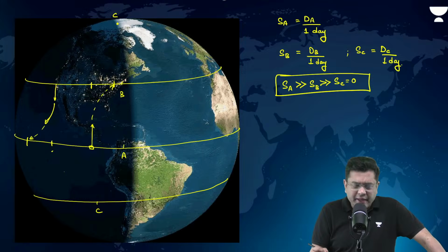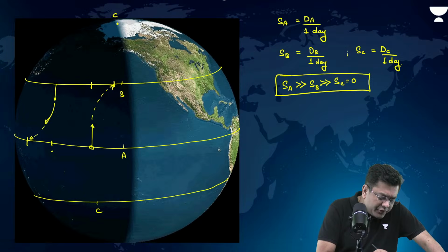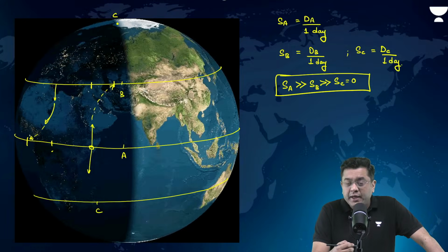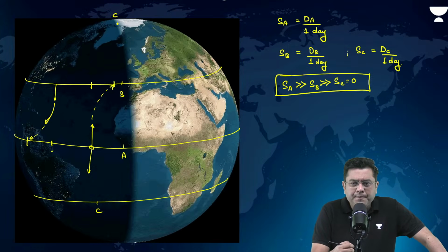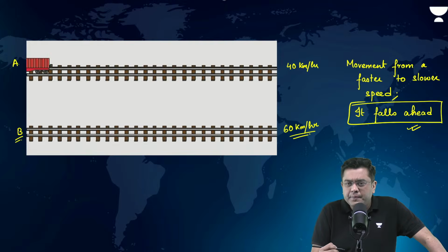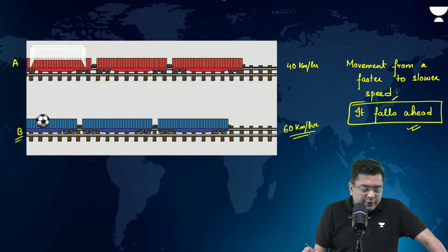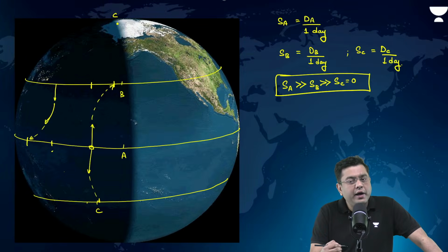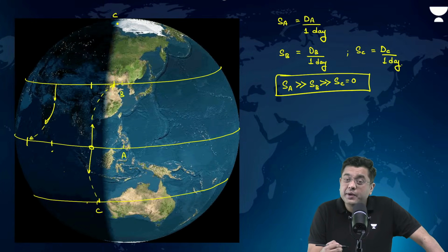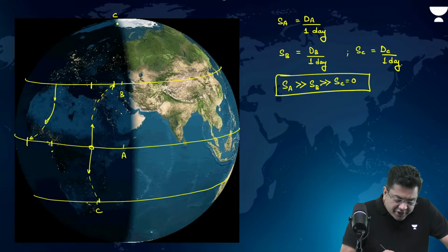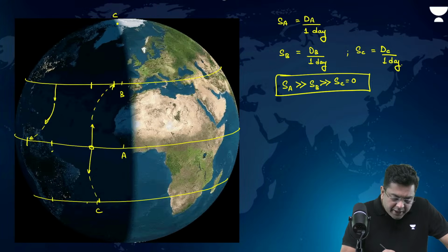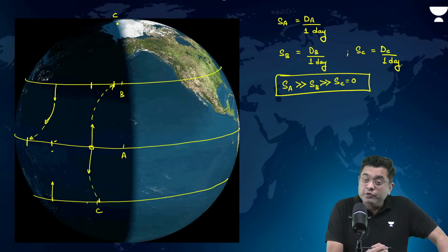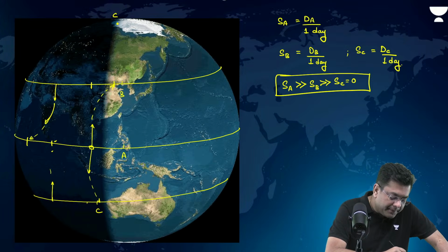What about the southern hemisphere? An object is trying to, or a wind is trying to move from equator to the higher latitude. Again, it is moving from faster to slower. Faster to slower, what happens? It falls ahead. So rather than reaching this place, it will reach here. It will fall ahead. This is the leftward bend, isn't it? If it is trying to move from here, it wants to reach this place, but slower to faster. Slower to faster, it falls behind.